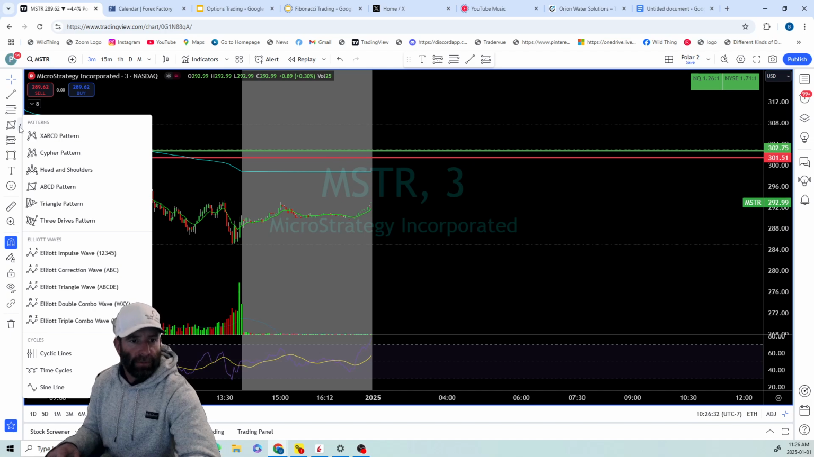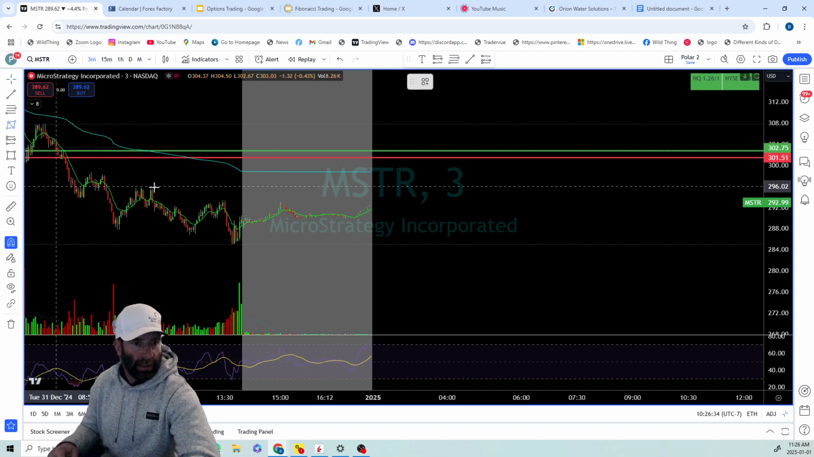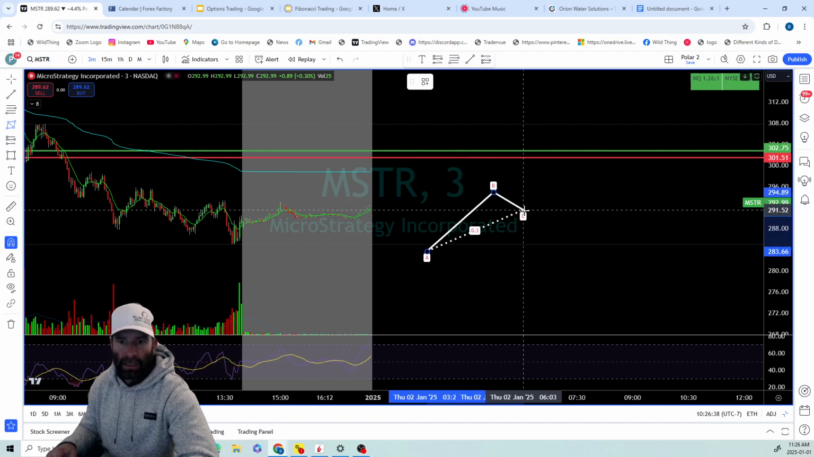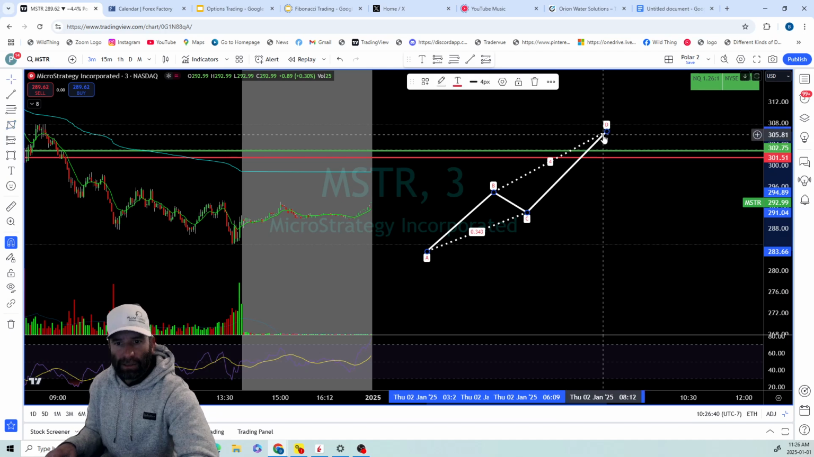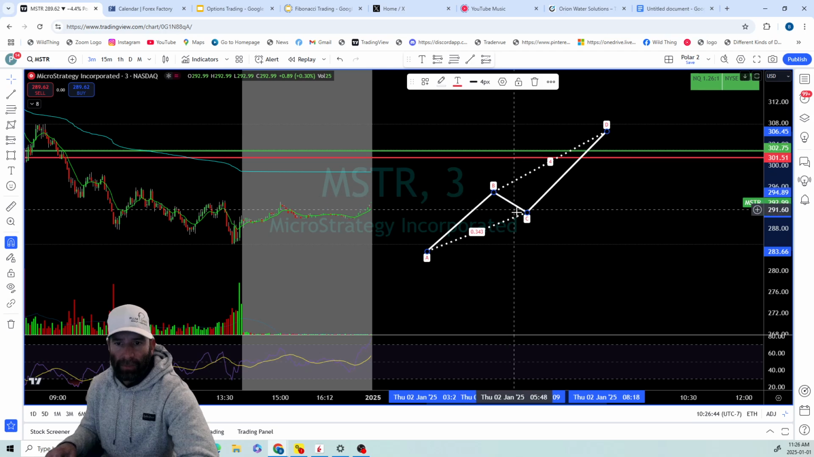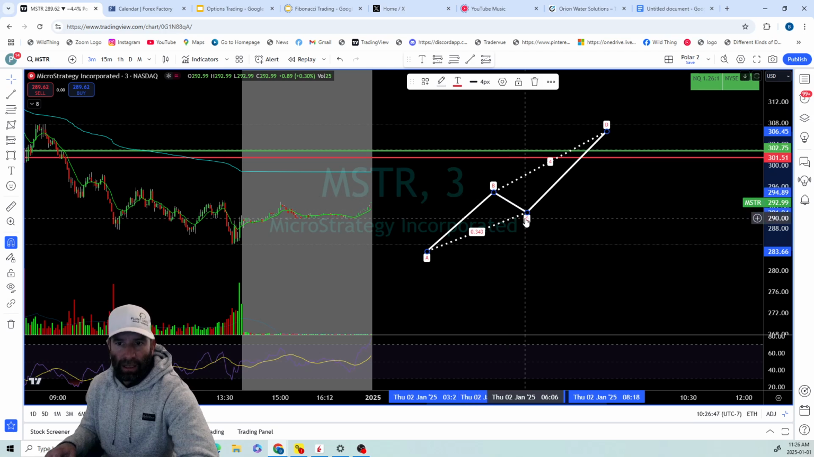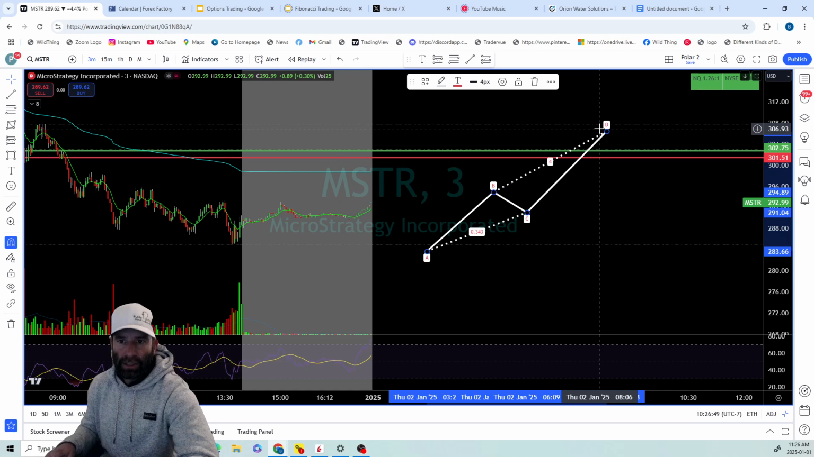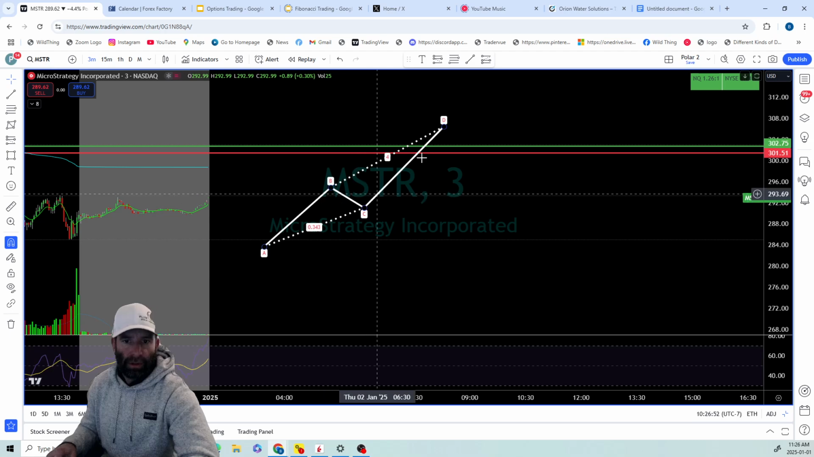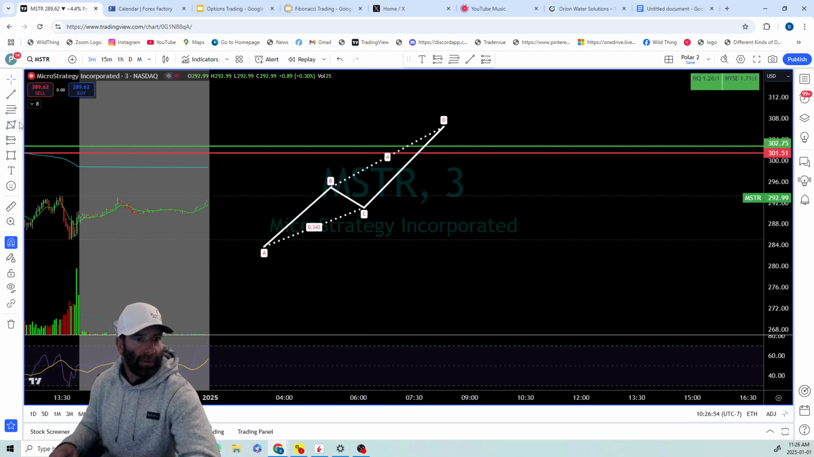If you have TradingView, you can pull up this little tool here, the ABCD pattern. A, B, C, D. It looks like this. We have an impulse move up, followed by a pullback, followed by a continuation move higher. So that's the bull pattern right there. The bear pattern is exactly the opposite.